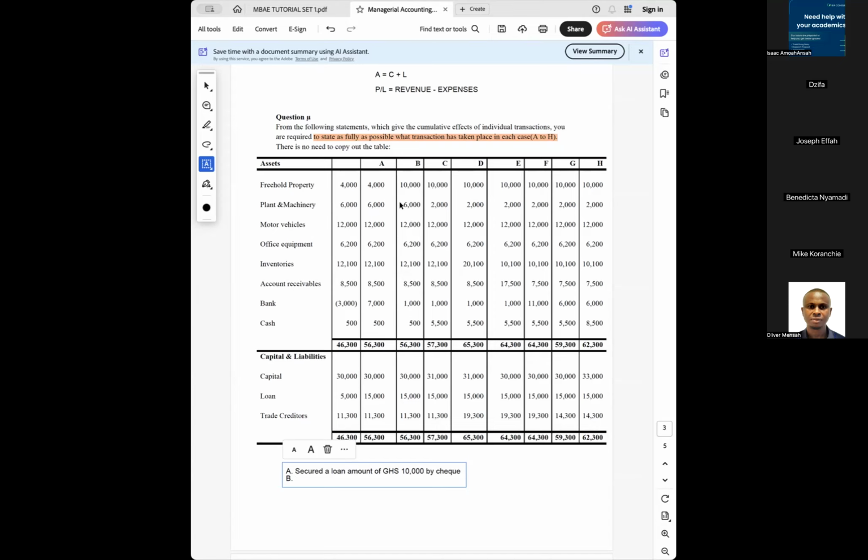Then we move down. Plant and machinery is 6,000, the same. Motor vehicle is the same, 12,000. I'm comparing B and A. Office equipment is 6,200, the same. Inventory is 12,100, the same. Account receivable is 8,500, the same. Bank has changed from 7,000 to 1,000. What is the amount of change? Yes, who can note it out? What is the amount of change?